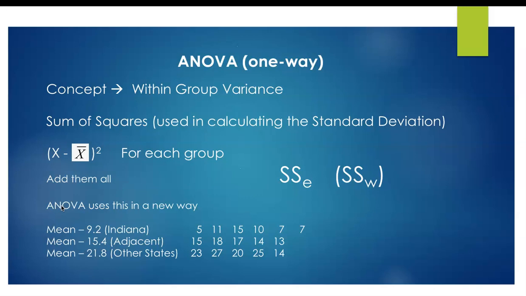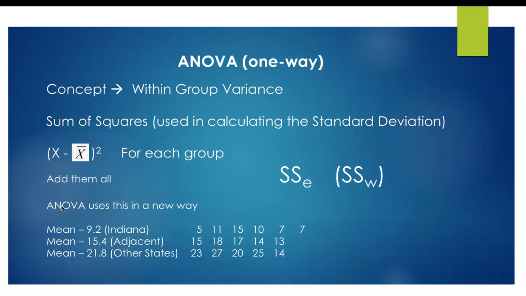Do you remember the sum of squares? We use this in calculating the standard deviation. Now we're going to use it to calculate the sum of squares within, the variance inside of a group. Step 1, calculate the mean of each group. And I have those listed down at the bottom. The mean, as I mentioned before, for those in Indiana is 9.2. Those in adjacent states, 15.4 states that they visited. And those from other states, 21.8. And then their specific scores are listed afterwards.